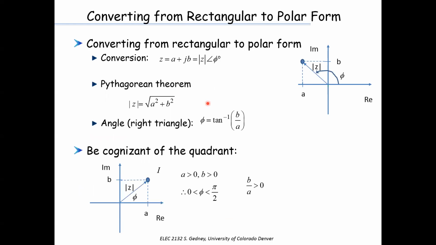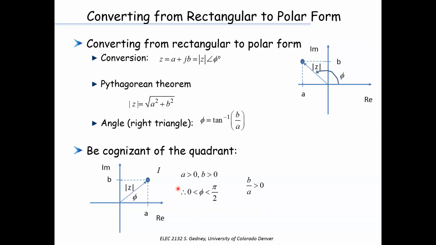Okay, and just to review again, to go from rectangular back to polar form, we use Pythagorean's theorem. The magnitude is the square root of a squared plus b squared. The angle is the inverse tan of b over a. But what I want to point out is that if you just plug this into a calculator, you have to be cognizant of the quadrant, because the sign of b over a is not sufficient to determine phi. You actually have to know the sign of b and the sign of a in order to determine phi.